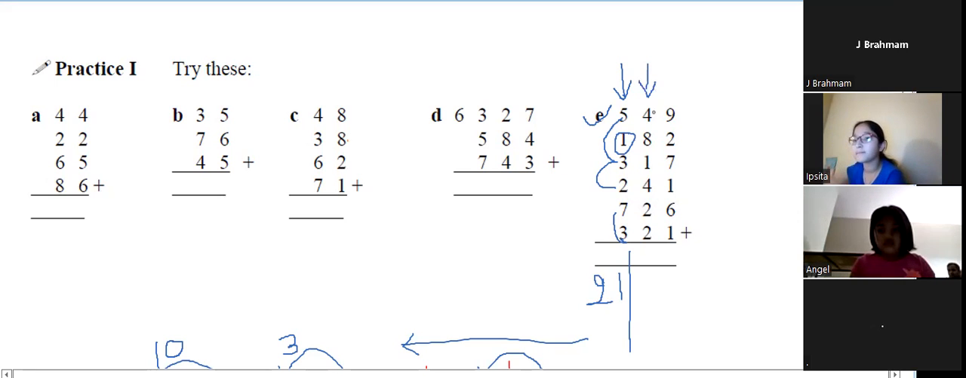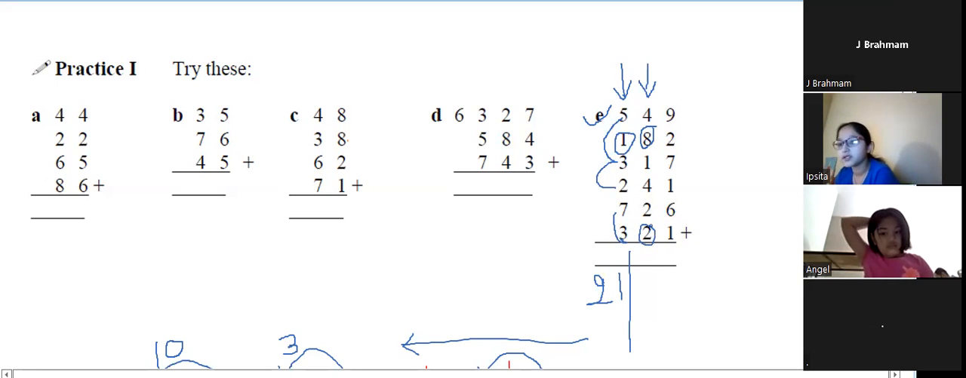Search for tens first. 8 plus 2 is 10. 4 plus 4 is 8, and then 8 plus 2 is also 10. 4, 4, and then 2 becomes another 10. And here also the remaining is 1 only. So it's 21 again.